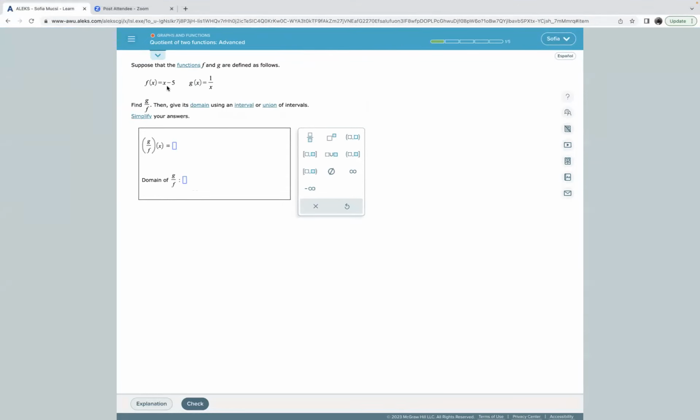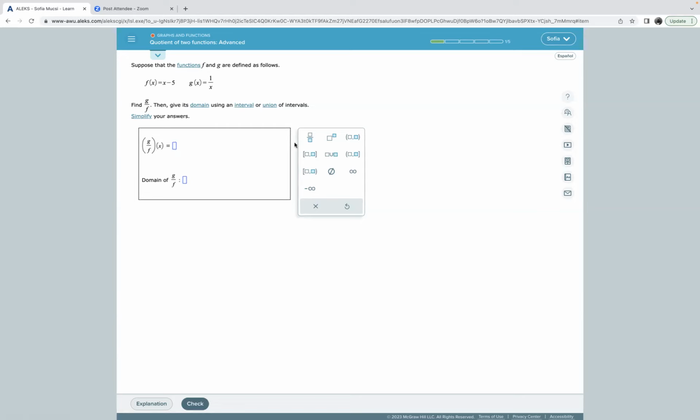I'm plugging x minus 5 into x? No, you're just writing one on top of the other. Okay. So it's a little awkward. (x - 5) over 1 over x. This time g is on top, that's what it's asking. So 1 over x, over x minus 5. Yes. And that's all I can do because I can't eliminate anything.